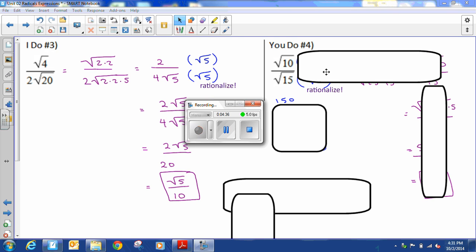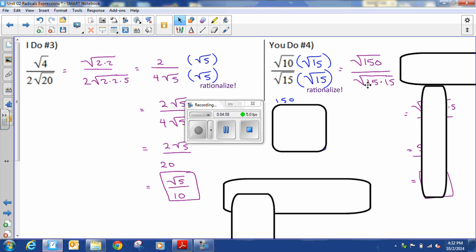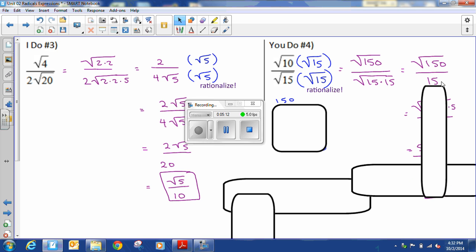Okay, so now we have radical 10 over radical 15. The first step is to rationalize by multiplying both the numerator and denominator by radical 15, so that we are creating a perfect square in the denominator. Radical 15 times radical 15 is radical 225. Now, instead of writing down 225, I'm going to write it down as radical 15 times 15. You will recognize that the 15 will pair up with the 15. One of them dies, the other gets out, and we end up with a denominator of 15.